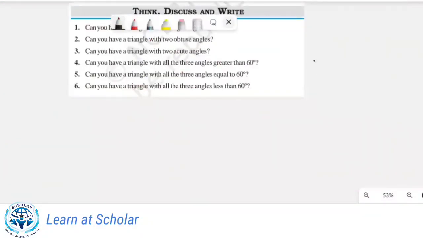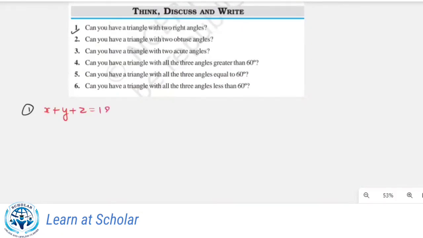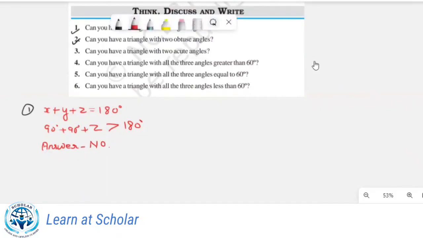Next exercise, think, discuss and write. Can you have a triangle with two right angles? Yes or no? Let's find out. The sum of the three angles of a triangle is 180 degree. If two angles equal to 90 degree, then the sum will exceed 180 degree, which is not possible. So the answer is no. We cannot have two angles measuring 90 degree in a triangle.